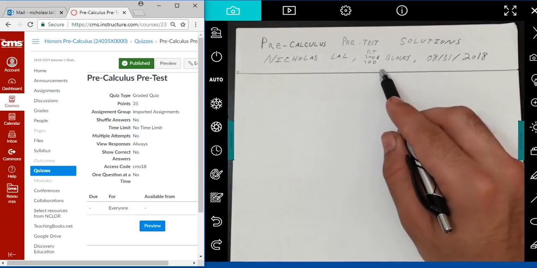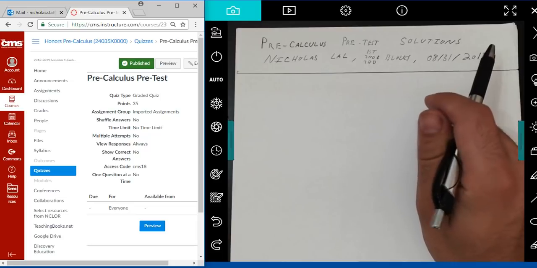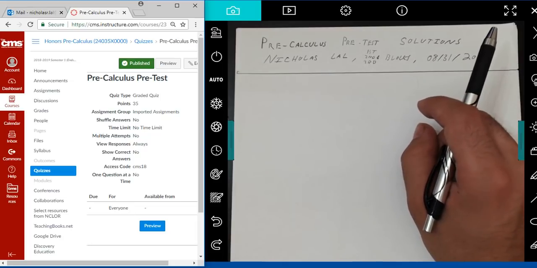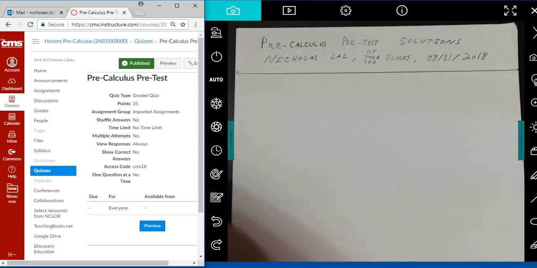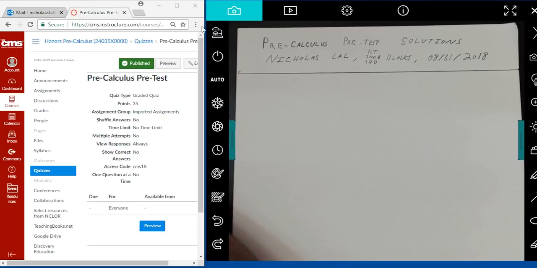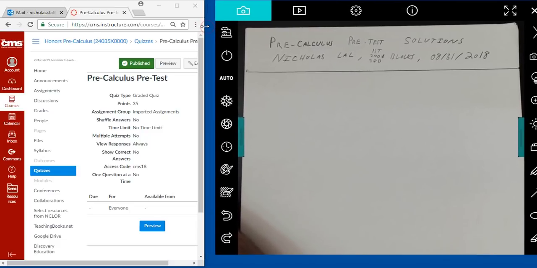It says which block, which is going to be first, second, and third blocks, and I wrote the date you guys are going to be seeing this. So we're going to be doing solutions to the pretest review. I'm recording my screen, and I'm just going to go through the solutions. Any problems that you missed or weren't able to explain, that's what we're going to be working on.